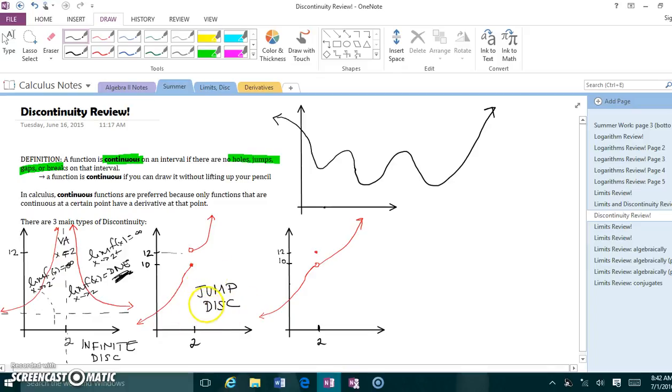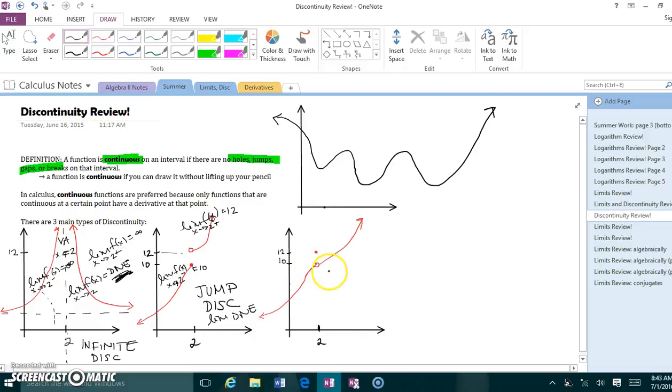And here, the limit definitely does not exist either. So my limit does not exist as I approach 2 because the limit as x approaches 2 from the left is 10. And my limit as x approaches 2 from the right, sorry, writing messy. As I approach 2 from the right, my limit is 12. And they're not the same, so the limit doesn't exist. Okay, one more graph here.